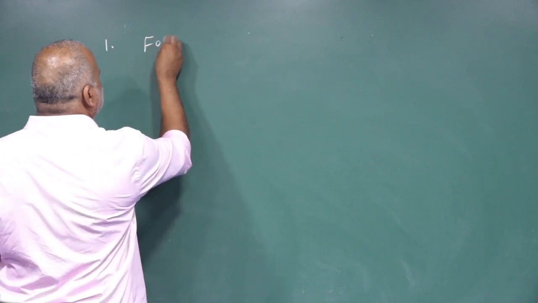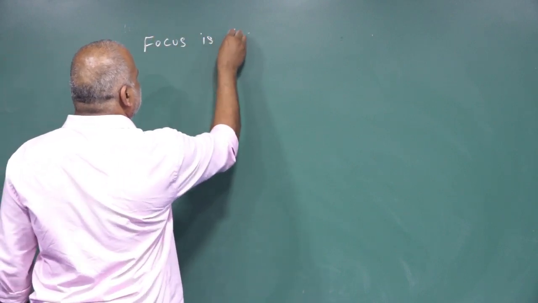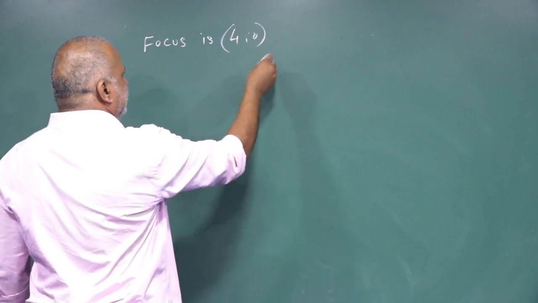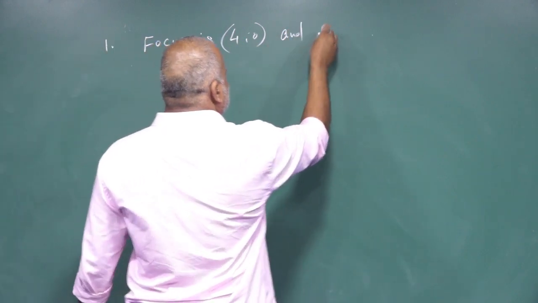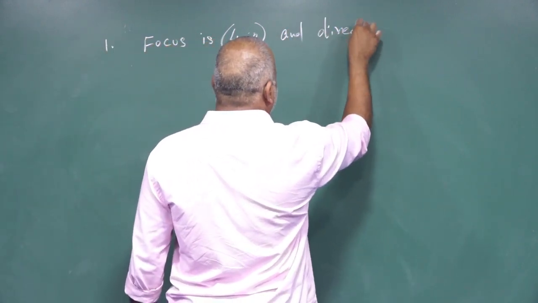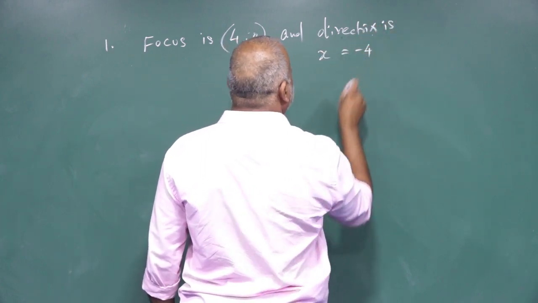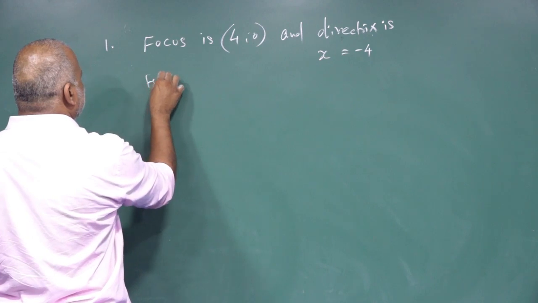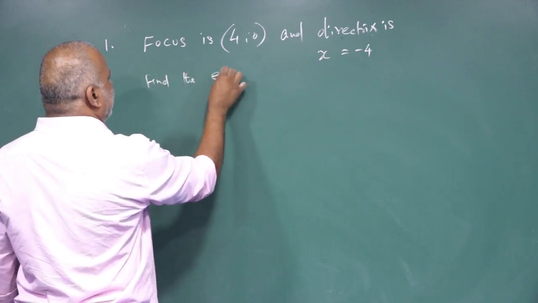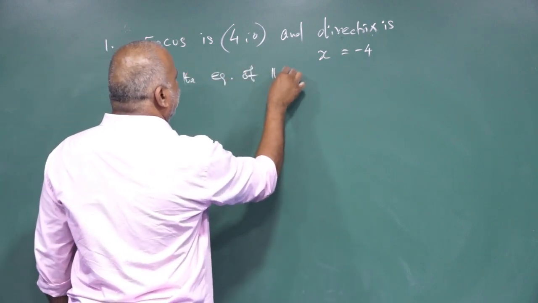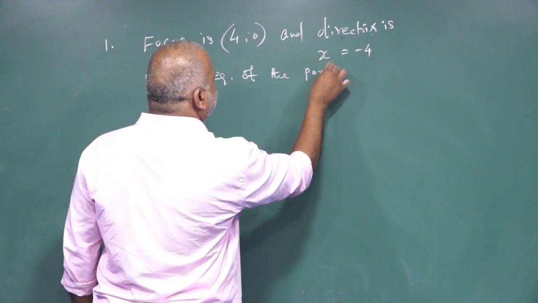Focus is (4, 0) and directrix is x equal to minus 4. Find the equation of the parabola.